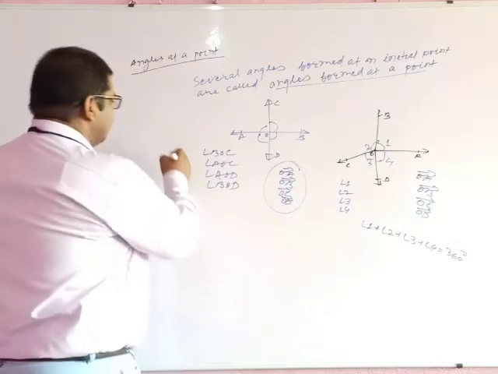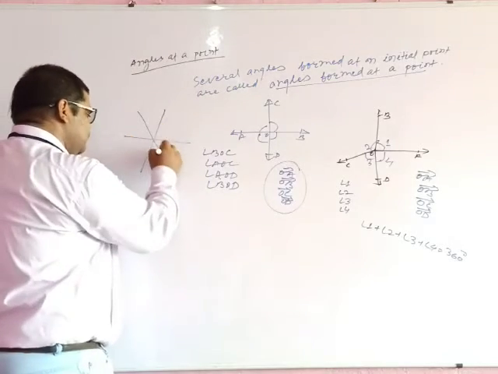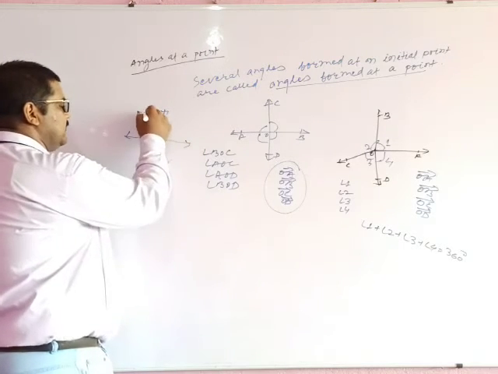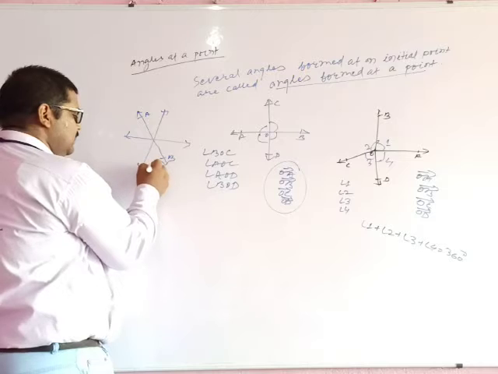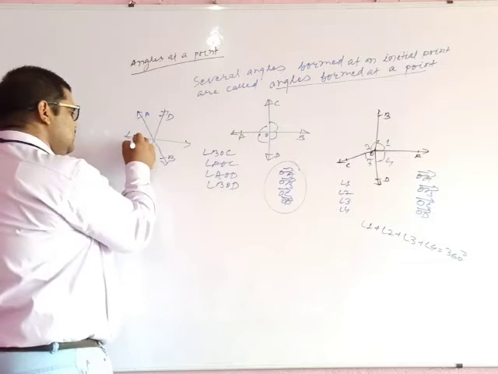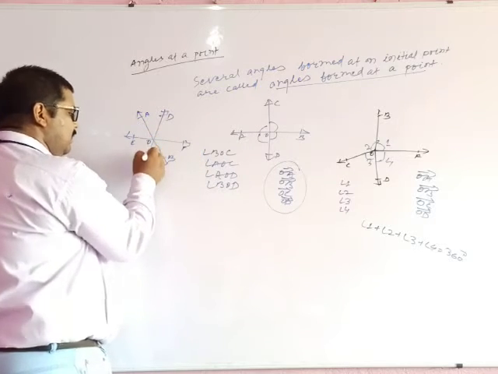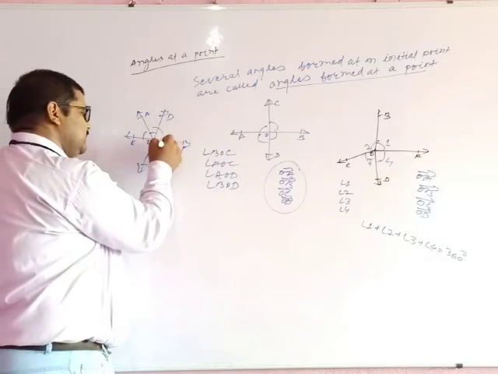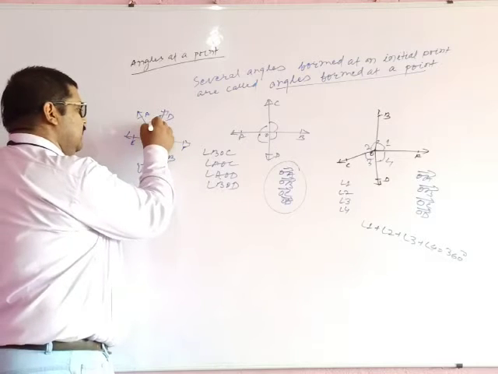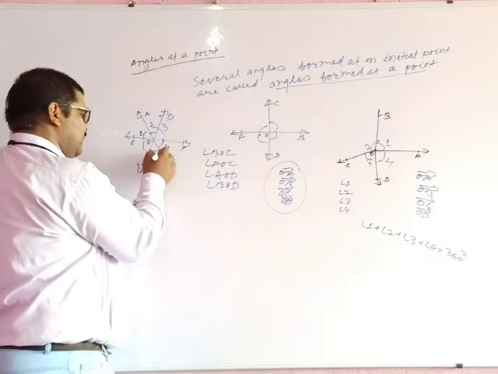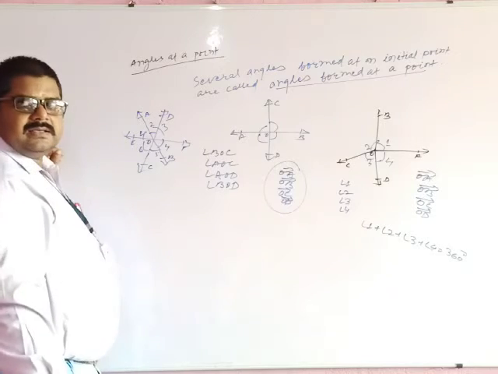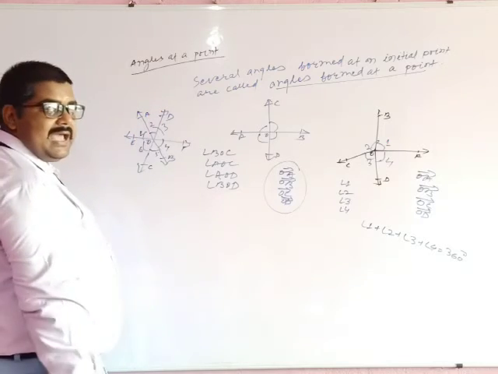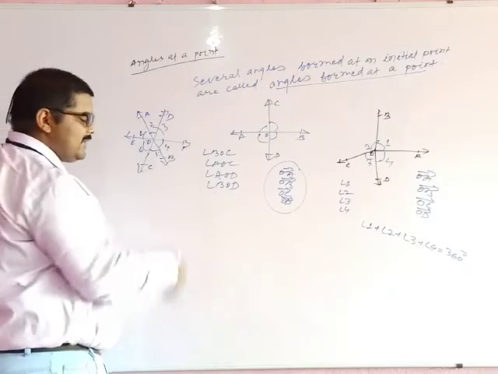One more figure I have quickly taken, and you have to focus on it. Suppose that this is A, B, C, D, E and F, and all intersect at O. My dear, how many angles are formed? You can see that it forms 1, 2, 3, 4, 5, 6. 6 angles are formed. All angles are known as angles at a point, and O is the origin.